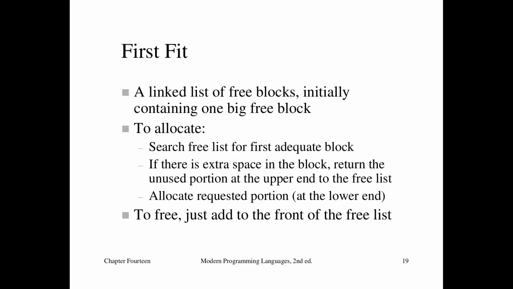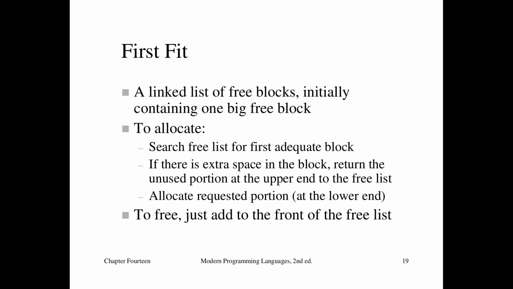There's the concept of the first fit, right? So it's a linked list implementation. We have a linked list of free blocks, initially containing one large free block. When we allocate, we search for the first adequately sized block. If there is extra space in the block, we return the unused portion at the upper end of the free list, right? So we cordon off the size that we need, and then we return a reduced size of free memory. That is the remainder of that block.